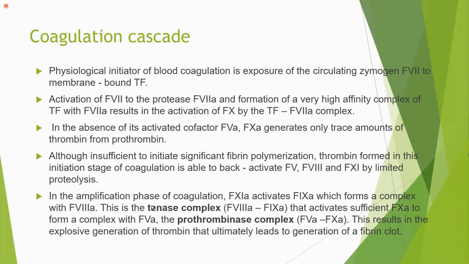So in the amplification phase of coagulation, factor 11A activates factor 9, which forms a complex with factor 8A. This is the tenase complex that activates sufficient factor 10 to form a complex with factor 5, which I already told you is the prothrombinase complex, and this results in the explosive generation of thrombin that ultimately leads to generation of a fibrin clot.